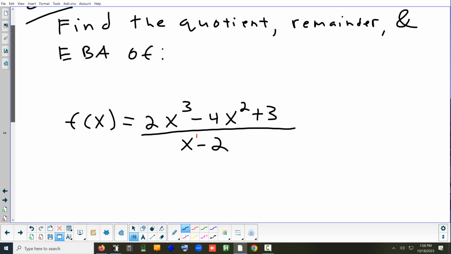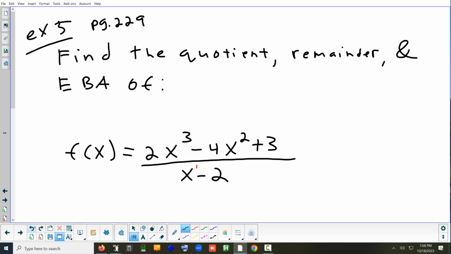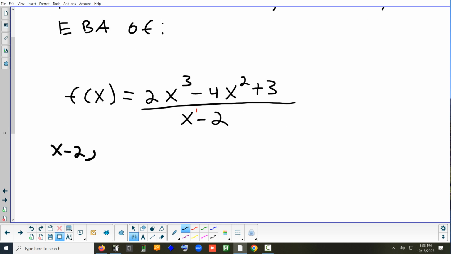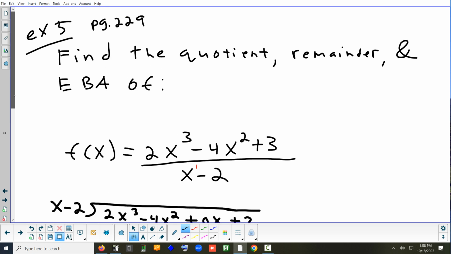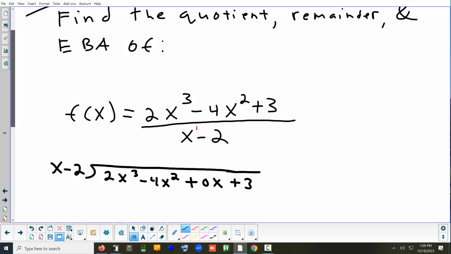Okay, so if I want to divide it, start with x minus 2 on the outside. And what would I put on the inside? We have to make sure we put in zeros for any term we're missing. Yep. 2x cubed minus 4x squared, and then plus 0x. Plus 3. All right, let's do this out. And then once we do it, we'll have the answer to all 3 of those things: quotient, remainder, and EVA.